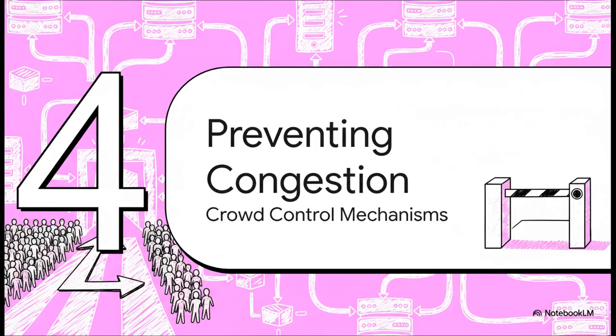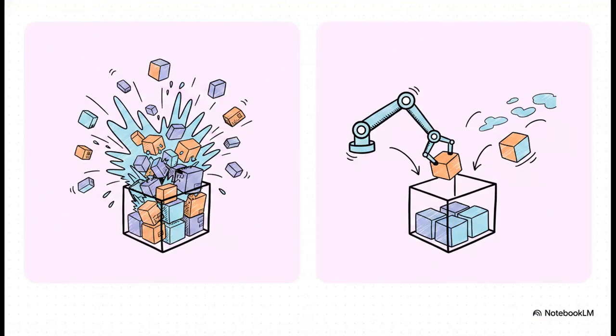Which brings us to Section 4, Preventing Network Congestion, Crowd Control Mechanisms. So, queues handle the lines, sure, but we also need crowd control to prevent the interfaces from getting overwhelmed in the very first place. When a queue fills up entirely, the simplest response is tail drop, meaning new packets arriving at the tail end of the line are just discarded.